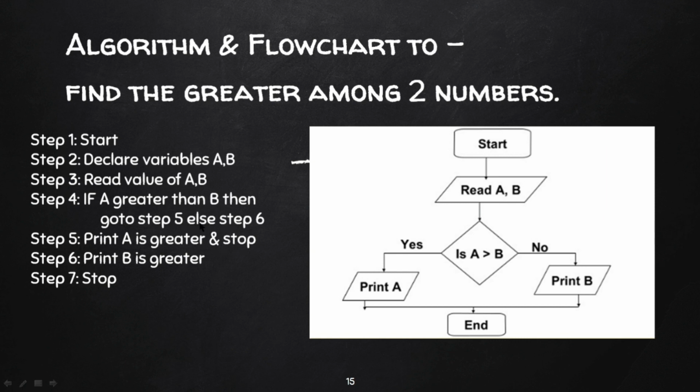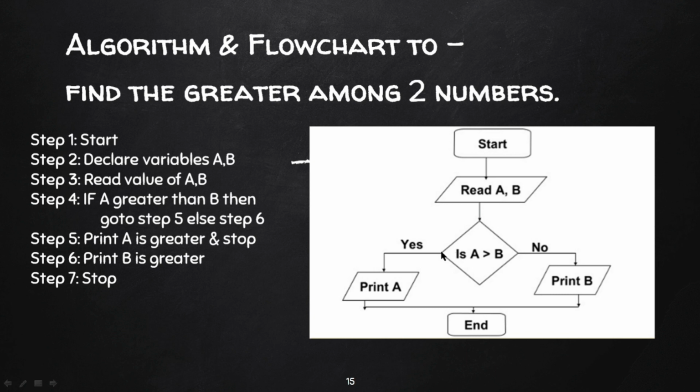Else, if a is greater than b is false, that means a is not greater, then go to step 6. Step 6, print b is greater. If a is not greater, then b is greater, and then the next step is stop. So this is very simple. We are checking an if condition. Let's say in the flowchart, start, read a b, that means first value and second value.